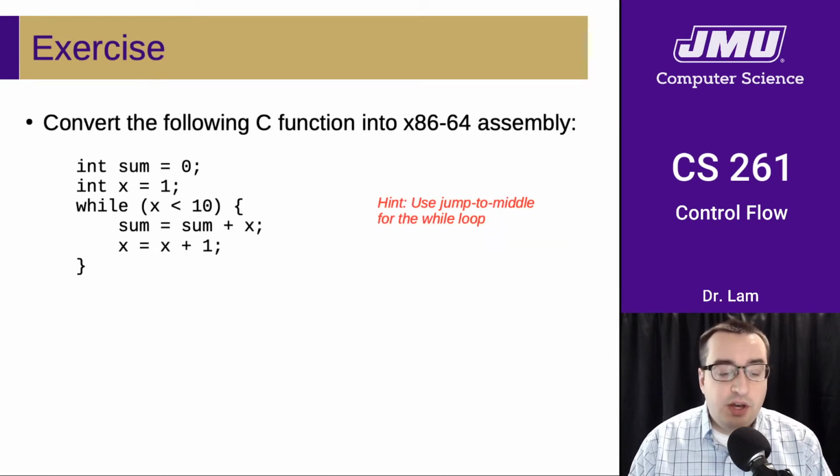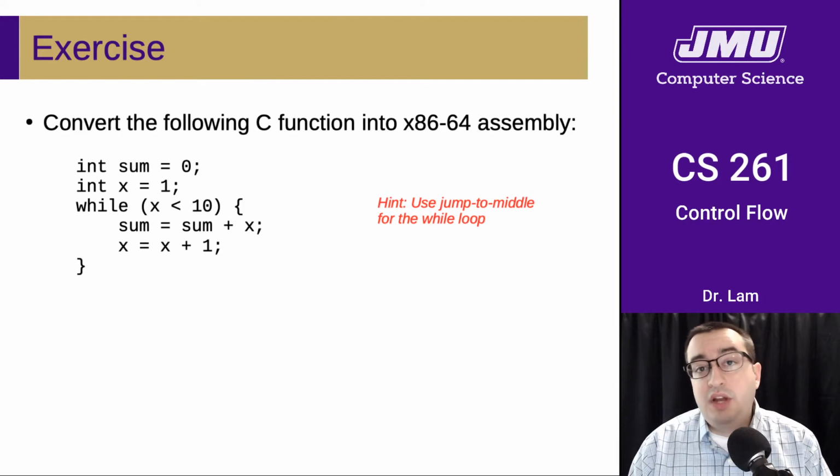Okay, so let's do this exercise here. Convert the following C function into x86-64 assembly. And there are many ways you could go about doing this, but let's see one solution. So here, let's look at the code first. We set sum to 0, we set x to 1, while x is less than 10, we add x to the sum, we add 1 to x. So basically this is just going to sum up the numbers from 1 through 9, right?